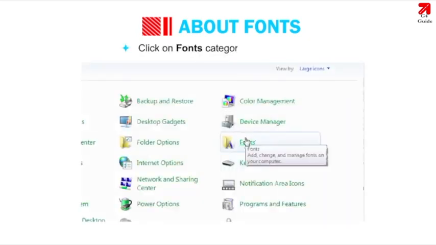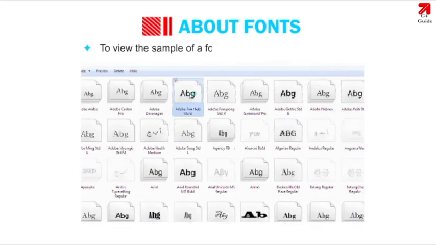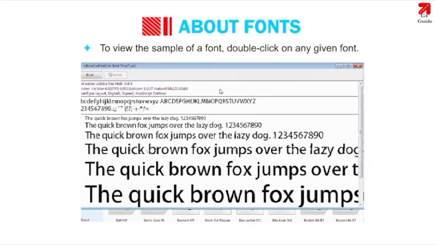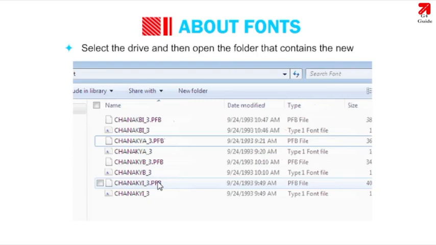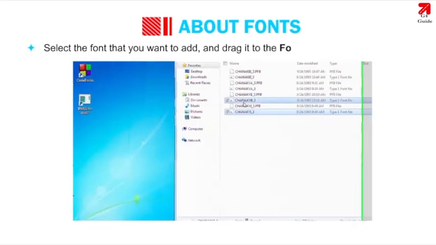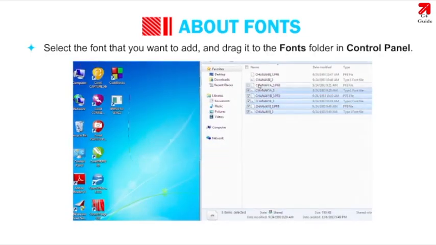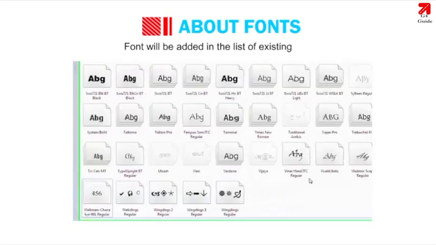Click on Fonts category in Control Panel. The Fonts window appears. To view the sample of a font, double-click on any given font. To add new fonts, follow the given procedure. Select the drive and then open the folder that contains the new fonts. Select the font that you want to add and drag it to the Fonts folder in Control Panel. Font will be added in the list of existing fonts.